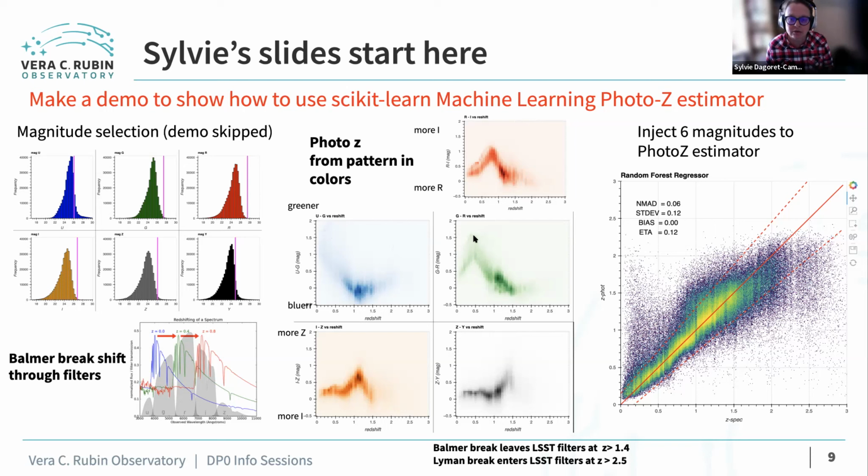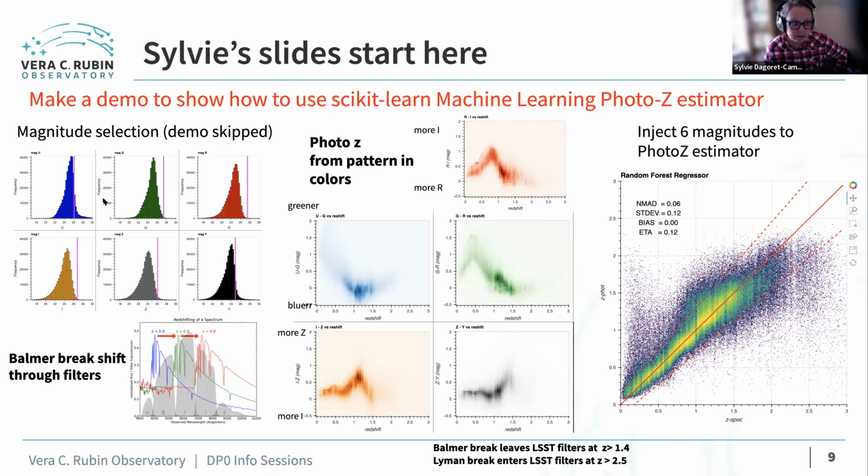You start to see this, and then you see this point here. What you are observing is the Balmer break, and you can follow the Balmer break in the LSST filters up to redshift equal to 1.4. Then between 1.4 and 2.5, you have nothing. And then the Lyman break enters later, at redshift above 2.5.